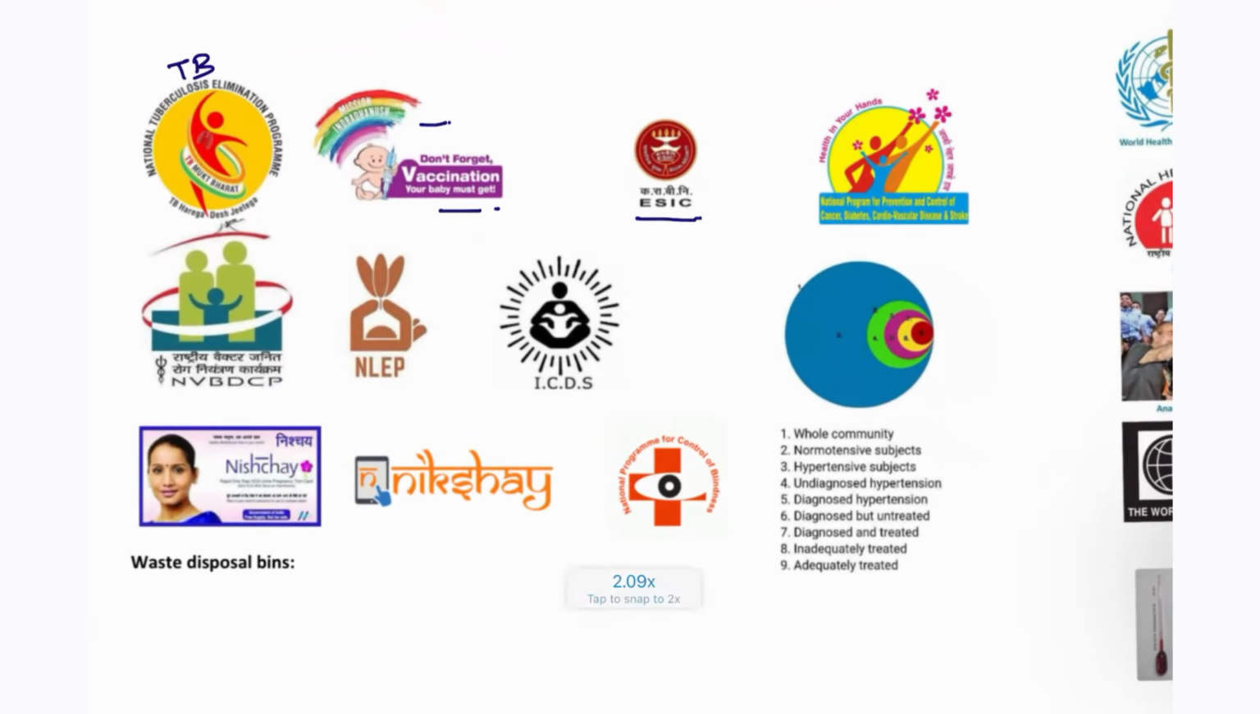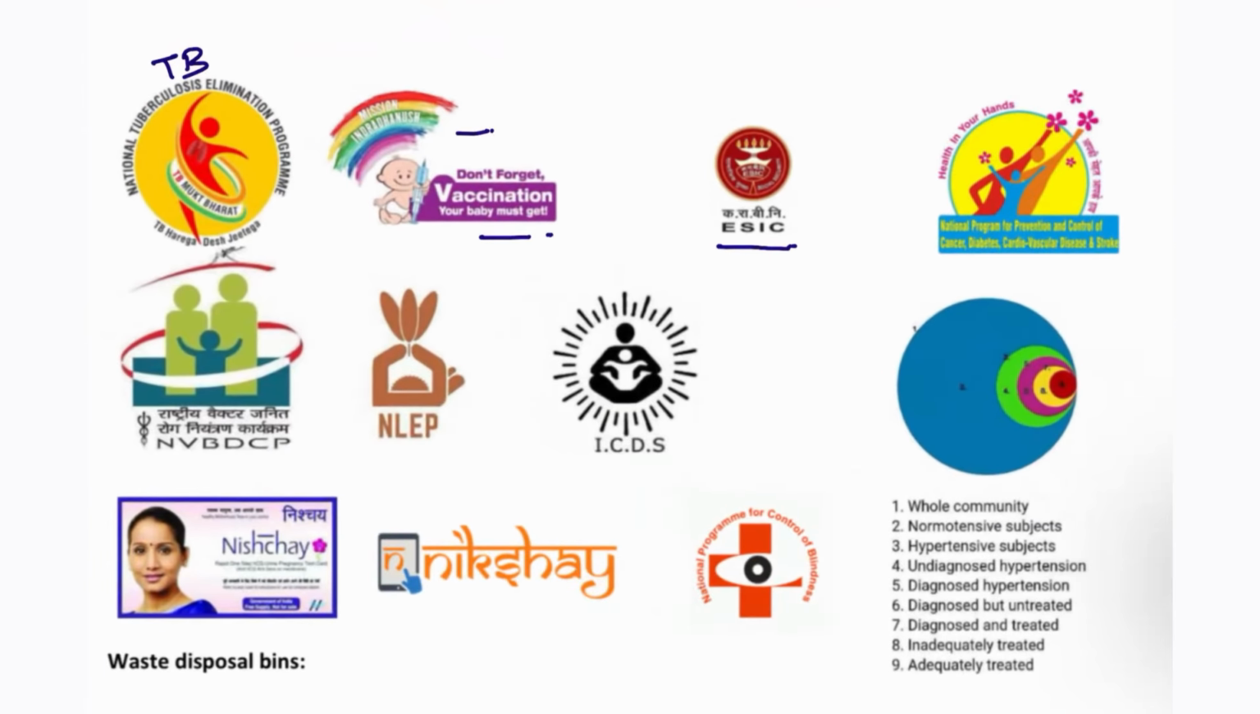the employees' state insurance. This is for non-communicable diseases, only hypertension, diabetes mellitus, and non-communicable diseases. And this is for vector-borne diseases, leprosy patients, ICDS, Anganwadi centers. Okay, Nikshay for the TB. And this is for the pregnancy kit.